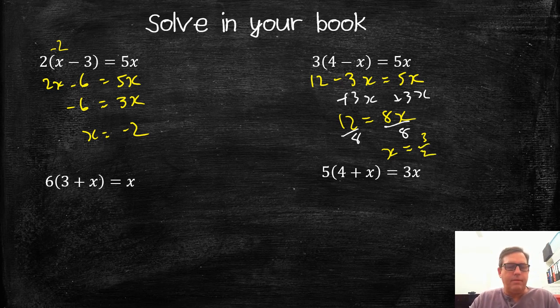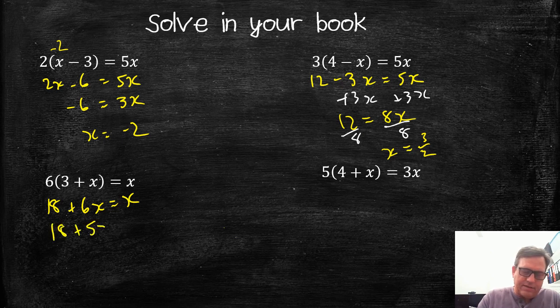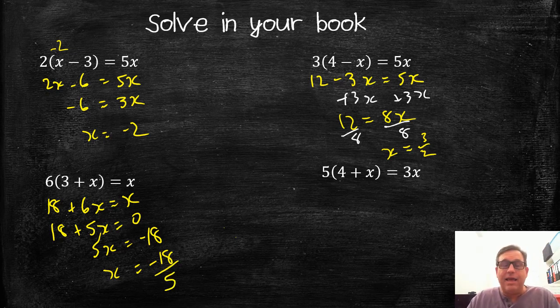Okay, next one. Expand our brackets. We get 18 plus 6x equals x. Again, the smaller one is the x, so I'm going to take away x from both sides. So 18 plus 5x equals 0. Take away 18, 5x equals minus 18. Divide by 5, and again, just leave it like that. It can't be simplified. It's an improper fraction. We don't need to change it to a decimal.